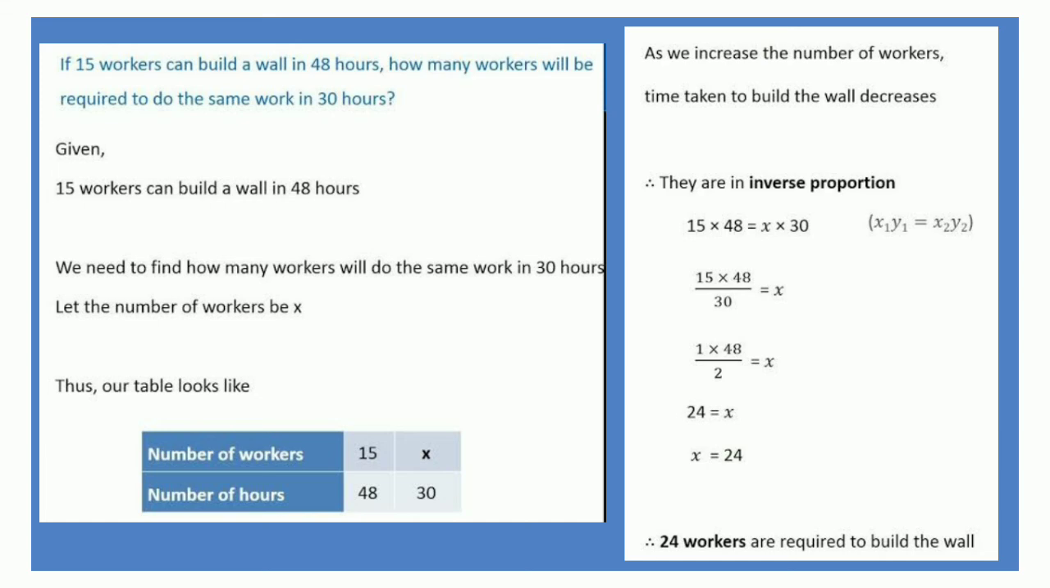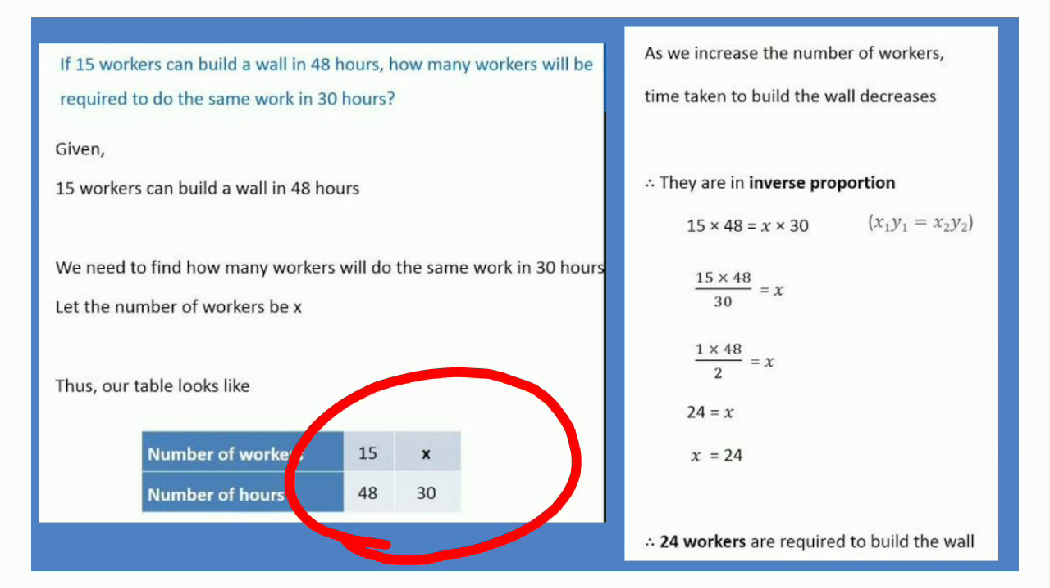The next question, if 15 workers can build a wall in 48 hours, how many workers will be required to do the same work in 30 hours? So what is the situation? Here we increase the number of workers. So time taken to build the wall decreases. That is, first quantity is increasing, the second quantity is decreasing. So it is in inverse proportion.